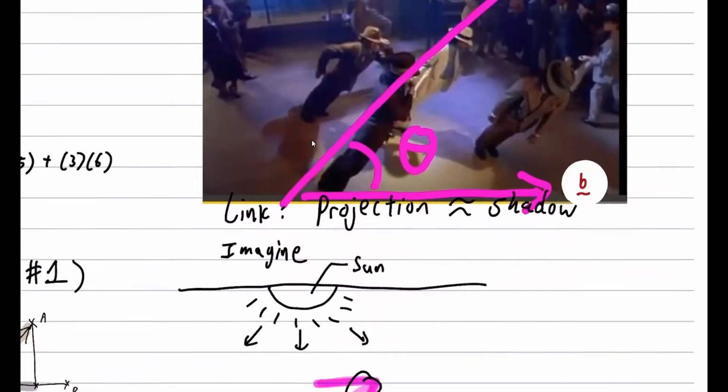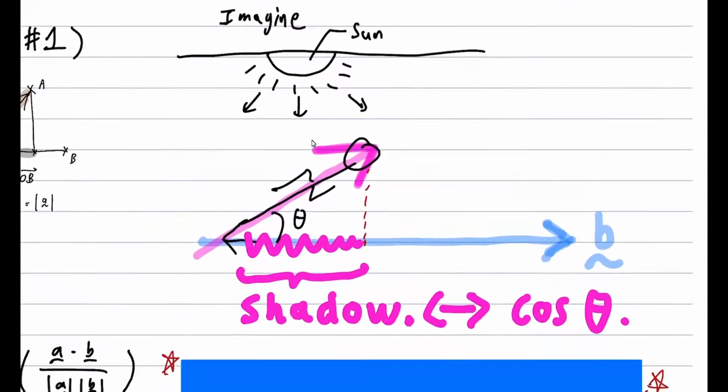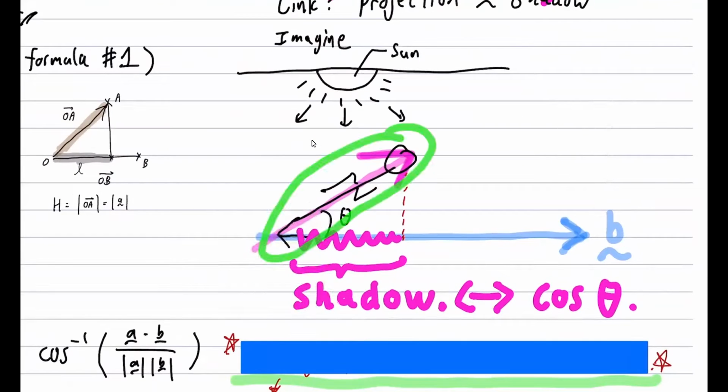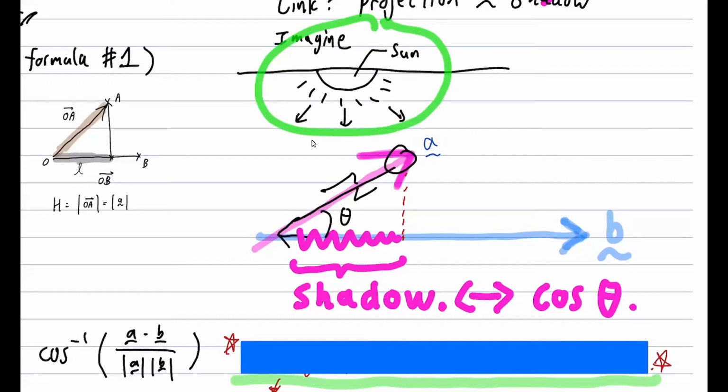So let's just simplify the diagram a bit. If you imagine this is my Michael Jackson, a pink color arrow, and then this is the floor, vector B. Oh, sorry, I should label this vector A. Then you can imagine if the sun is directly on top, it will cast a shadow here, right? Can you see the pink color shadow? This shadow is associated with cosine theta, correct or not?